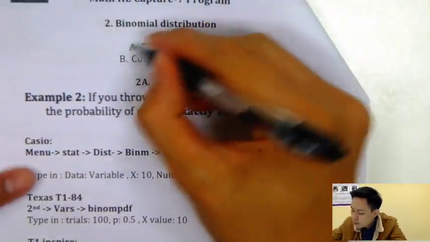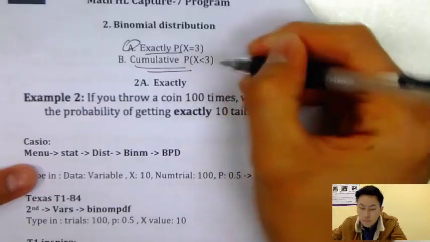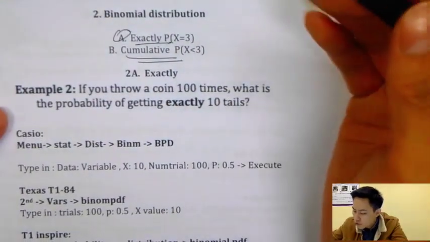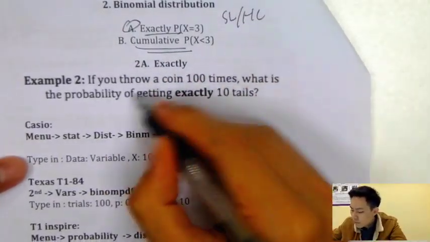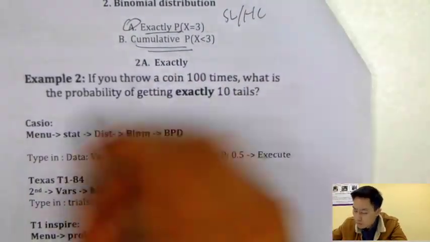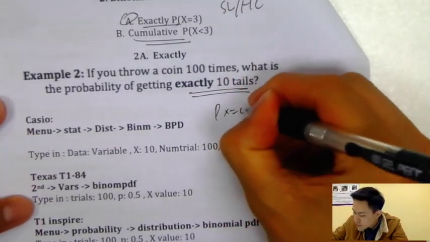Type A is exactly, so P(X = 3), and then cumulative, P(X ≤ 3). So how do you calculate this? By using a GDC. This is for SL and higher level, okay? If you throw a coin 100 times, what is the probability of getting exactly 10 tails? So exactly 10, so P(X = 10), right?